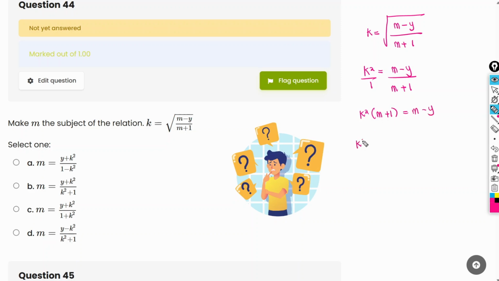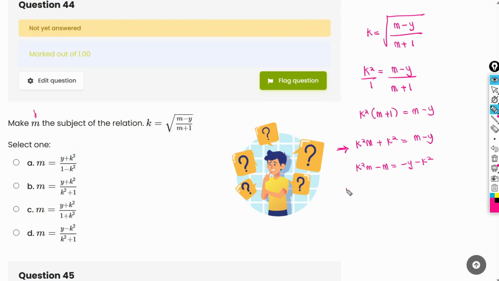Expanding this, I'll have k squared m plus k squared is equal to m minus y. If I move stuff around just a little bit, I'll have k squared m minus m is equal to minus y minus k squared. I can now factor out m, because that's what I'm looking for. The reason I moved stuff around here is because I know I would have to factor out m since I'm trying to make m subject of the relation. So I try to collect all the m to one side. That's the reason why I did this.